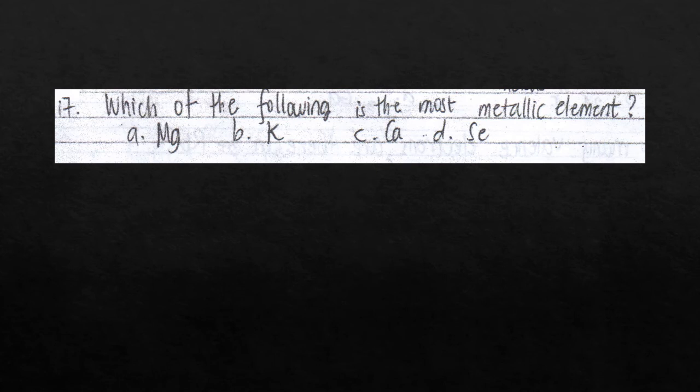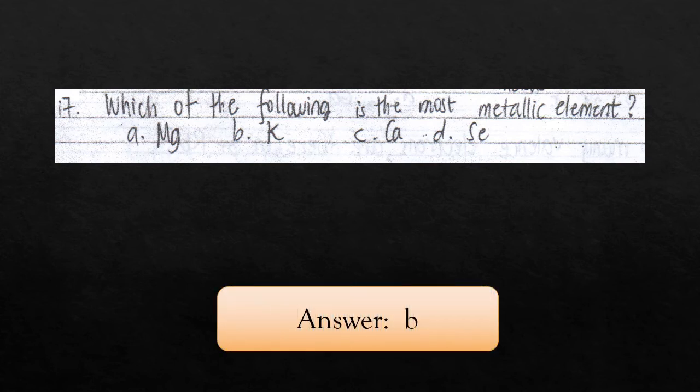Number 17. Which of the following is the most metallic element? A. Magnesium, B. Potassium, C. Calcium, or D. Selenium? Now the answer is letter B, potassium.